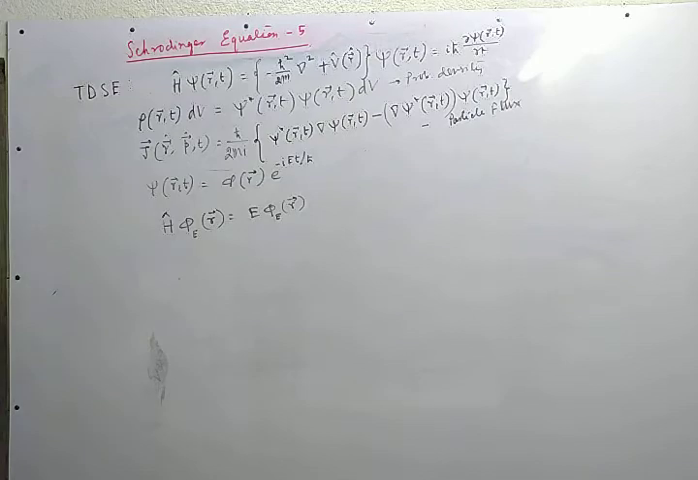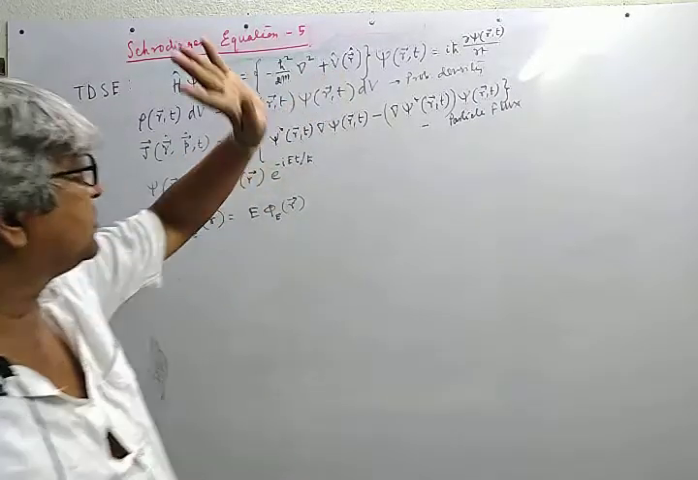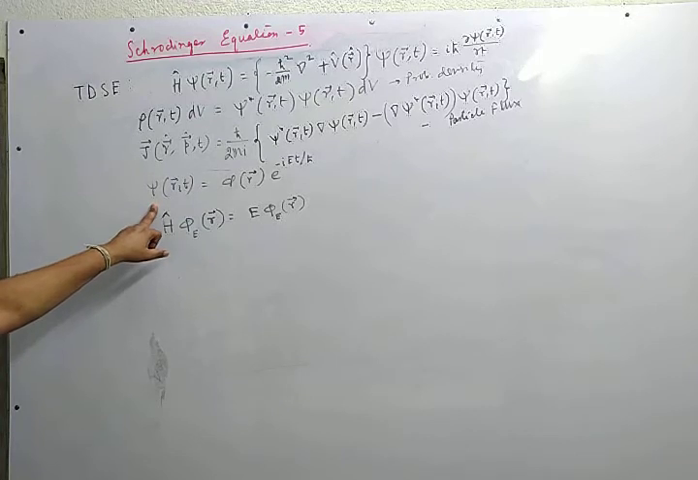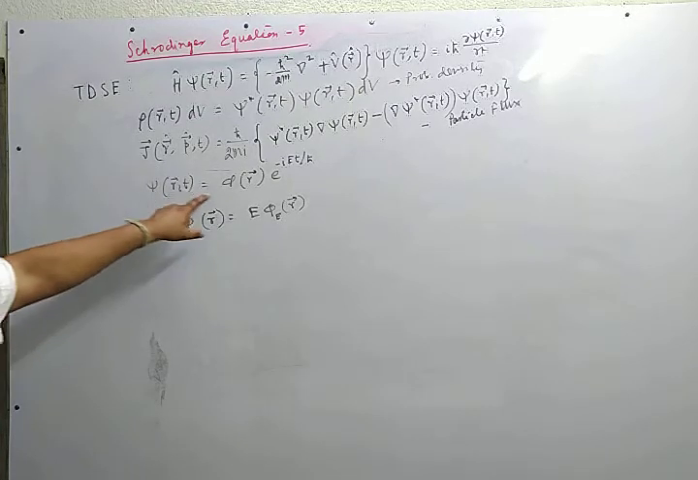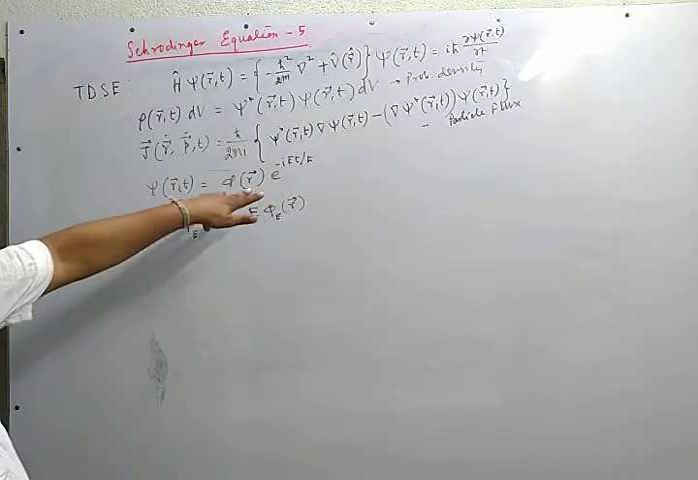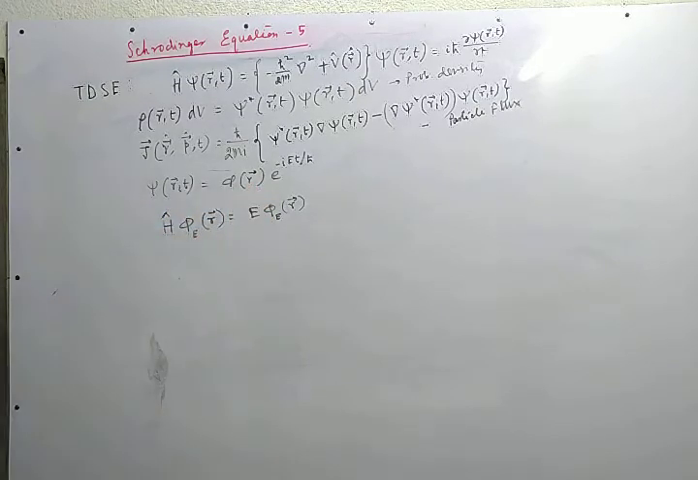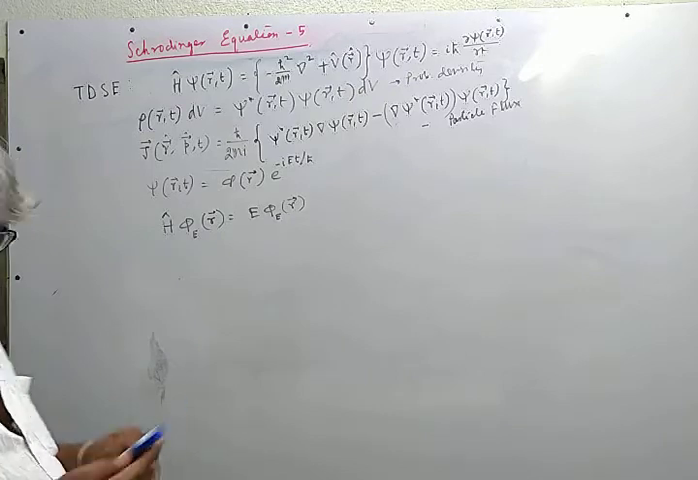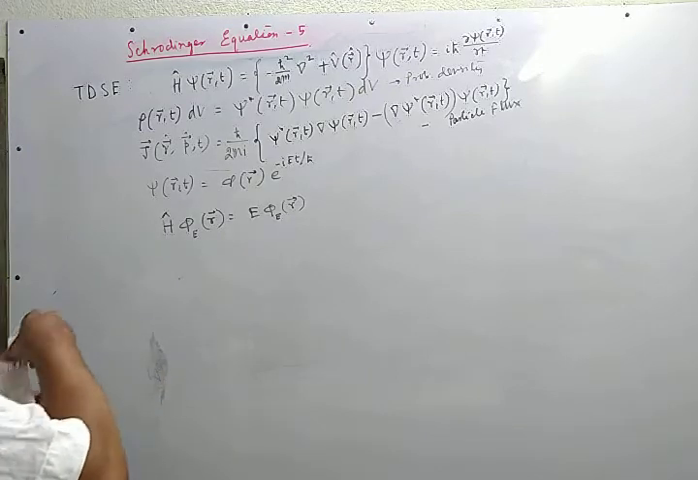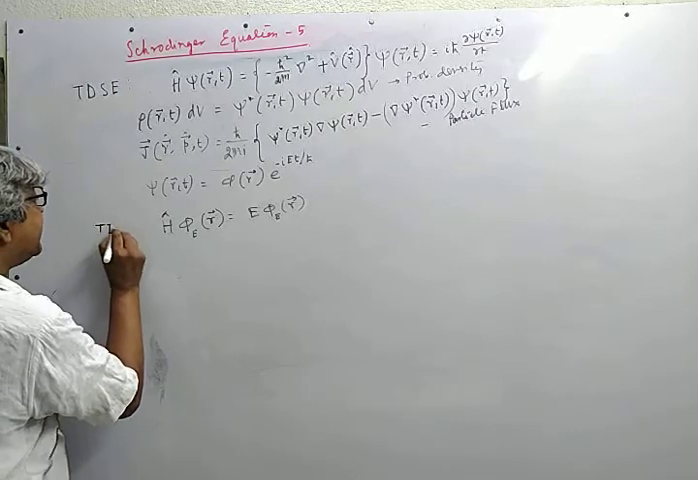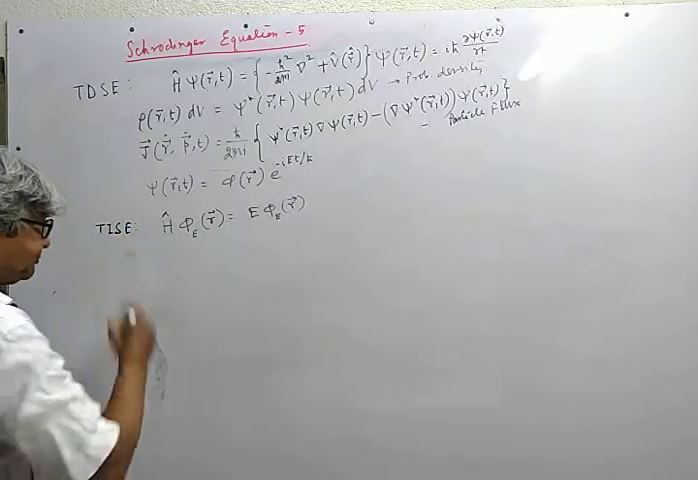Then if the potential V is not time dependent, we can decouple the space and time part by the separation of variable technique, and this phi is that special part of the wave function which satisfies this equation, which is the time independent Schrodinger equation.